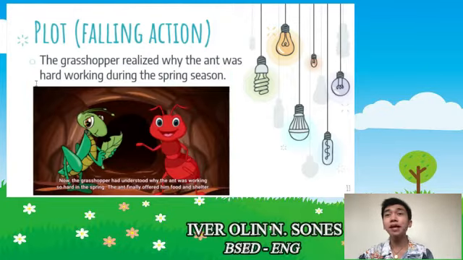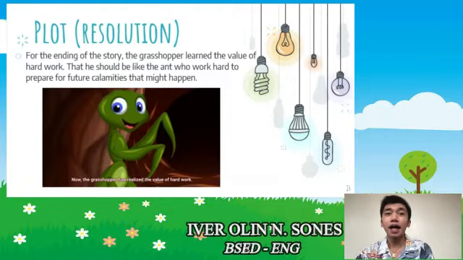The grasshopper realized why the ant was working hard during the spring season. But will the ant be able to help him even though he laughed at her during the spring? Yes, the ant finally offered him food and shelter. And the resolution, this is the denouement, or how the story ends.